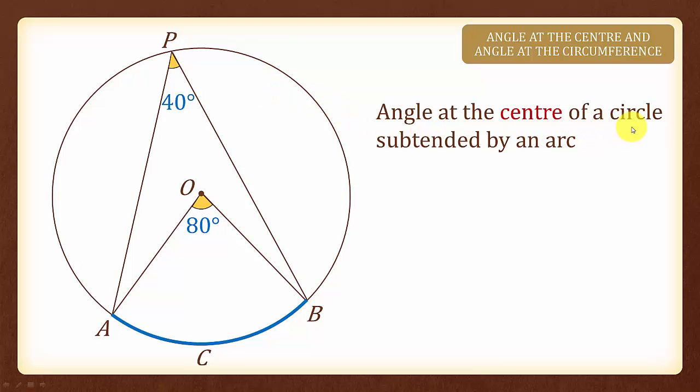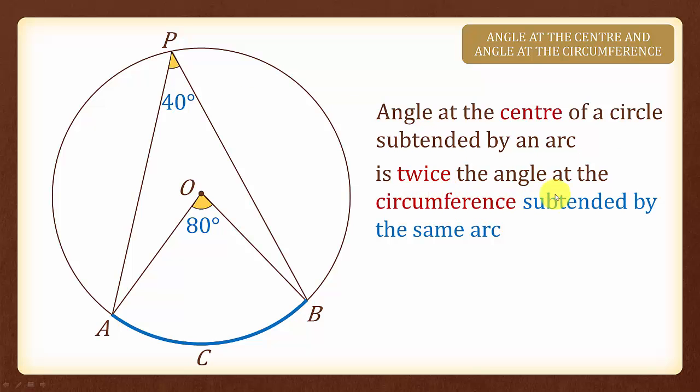The angle at the center of a circle subtended by an arc will always be twice the angle at the circumference subtended by the same arc. Now, this property, angle at the center equals twice the angle at the circumference, only holds if they are subtended by the same arc. In general, if angle APB here is x, angle AOB will be 2x.